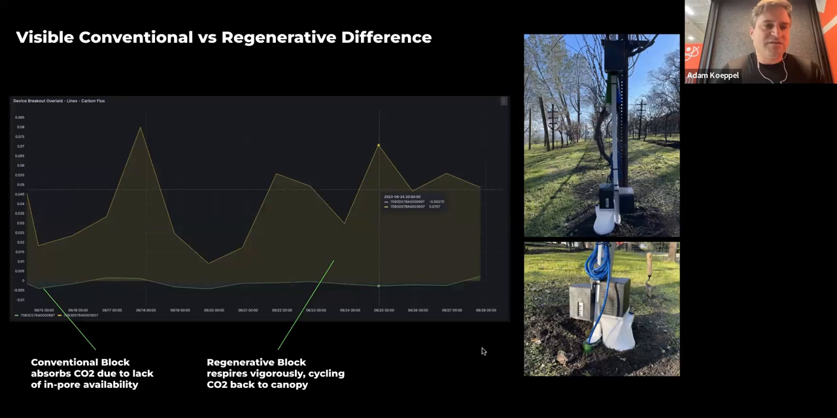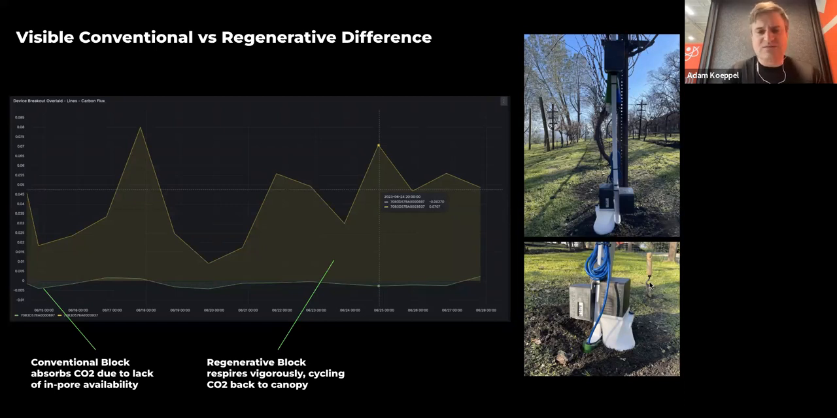We can even see this in the flux analysis. So here we're now looking at the same regenerative and conventional block. We're looking at the carbon flux. And the fascinating thing here is we see for just the chamber aspect of this component that the regenerative block is respiring very vigorously, cycling CO2 back to the canopy. And so we see a lot of carbon dioxide coming out of the soil. And that is counterintuitive, of course, because we want to see sequestration in the soil, but healthy soil that's sequestering carbon is going to respire a lot more CO2. That conventional block, fascinatingly, actually absorbs CO2 occasionally. And we believe that's due to a lack of in-pore availability of carbon dioxide and the soil needing to absorb it to support any level of biological activity.